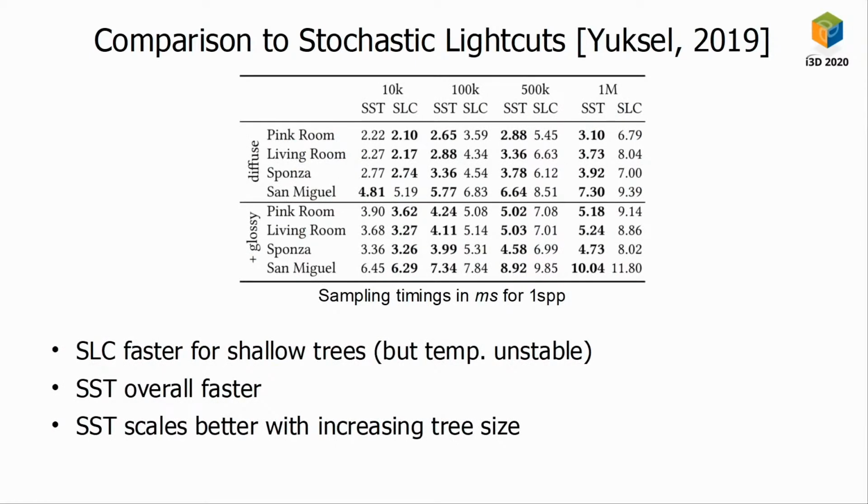For shallow trees, which are temporarily not stable, stochastic light cuts is slightly faster for picking a light sample, but as soon as the tree size increases, our approach is always faster. Also, our performance edge increases with increasing tree size, indicating better scalability.